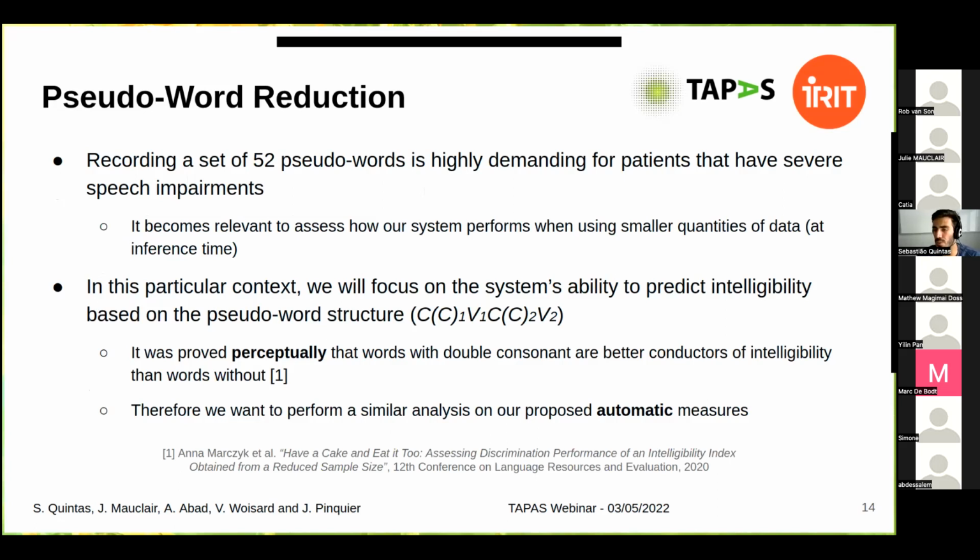We just wanted to assess how our system would predict intelligibility instead of using the 52 pseudo words, using a smaller subset. And in this particular context, we will focus on the system's ability to predict intelligibility based on the pseudo word structure that I explained previously. So the paradigm of having double consonants, the co-articulation between consecutive consonants, and words without this occurrence of double consonants. And we will also follow a line of research that's referenced here that proves that perceptually words that have a double consonant are better conductors of intelligibility than words without. So therefore, in this part of the present study, we want to perform a similar analysis on our proposed automatic measures to see if it would translate as well to the automatic domain and not only perceptually.